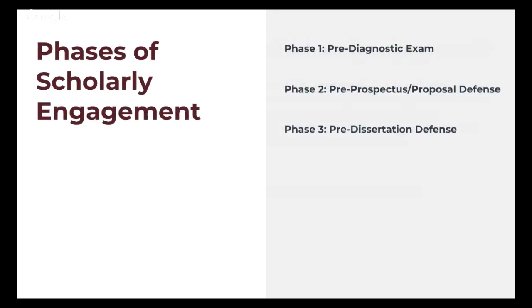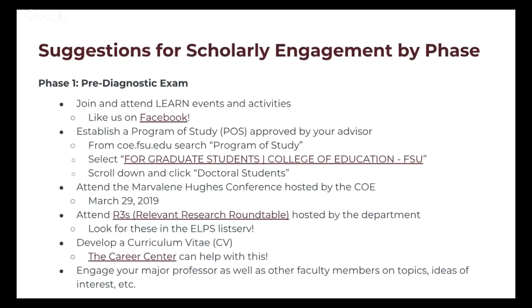Okay, so there are 3 phases of scholarly engagement. The first phase is the pre-diagnostic exam phase, which at least some of you are in right now. The second phase is pre-prospectus or proposal defense, and then the third phase is your pre-dissertation defense. So for the first phase, there are a variety of things that you can do to fulfill your scholarly engagement requirement. You don't necessarily have to do every single one of these things. This is just some suggestions. By participating in Learn activities or being a member of Learn, you are getting some scholarly engagement activities to submit at the end for your annual review.